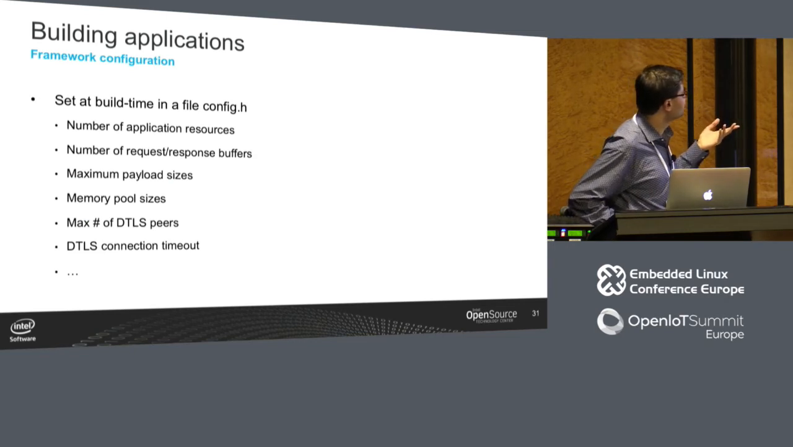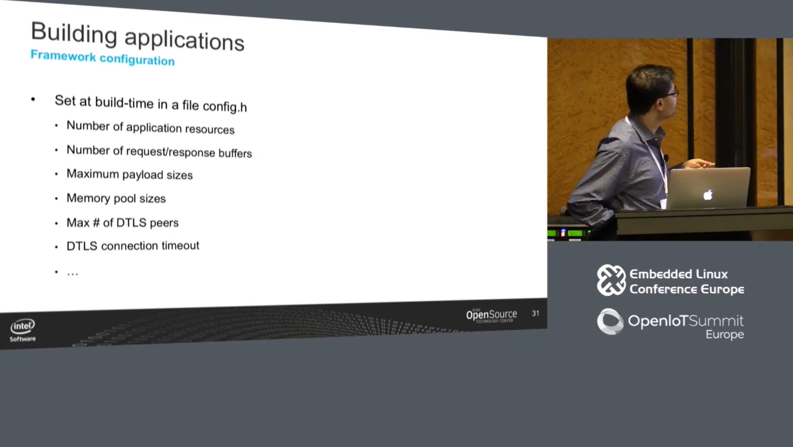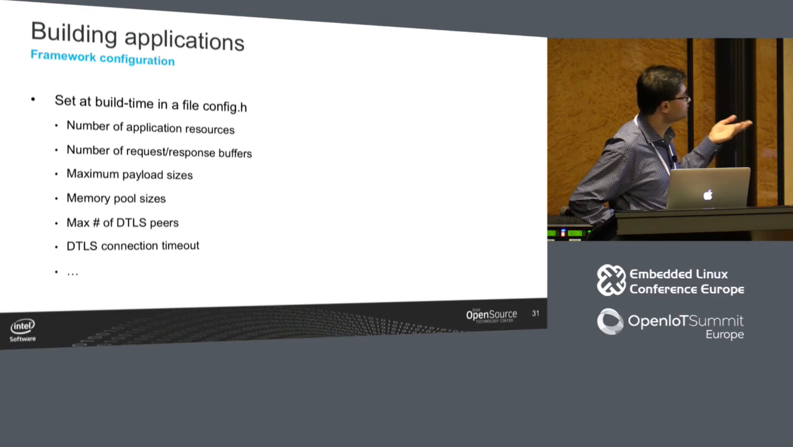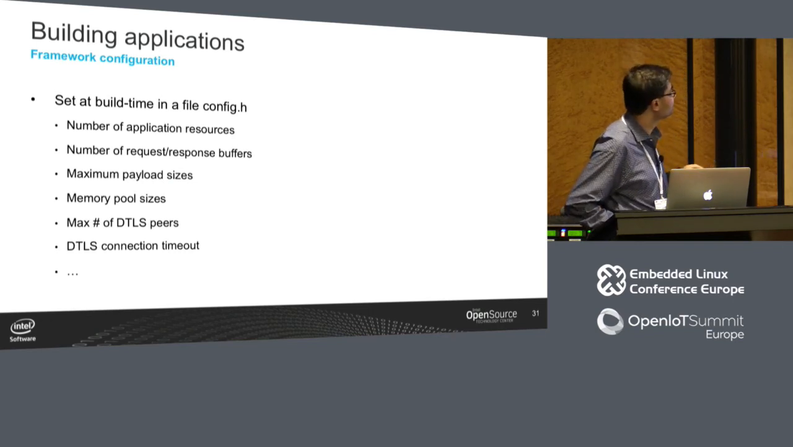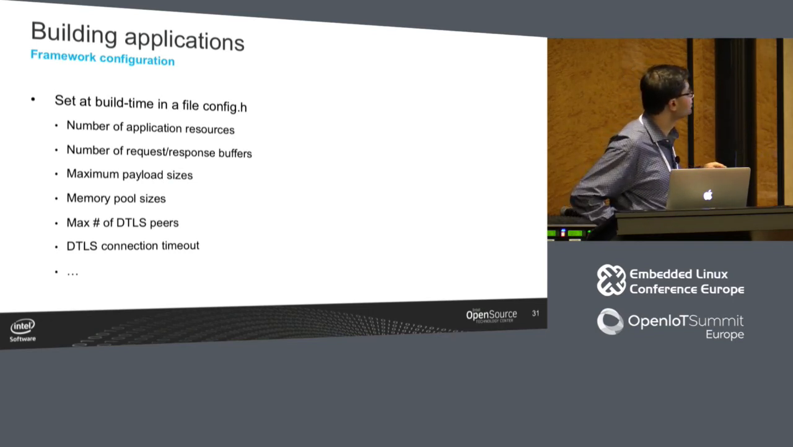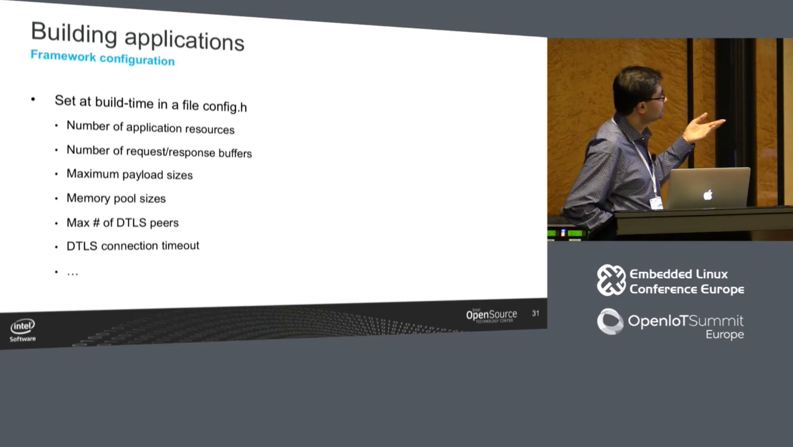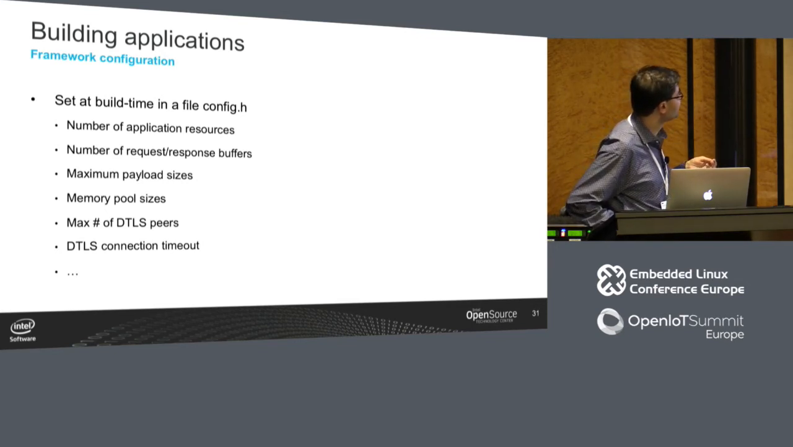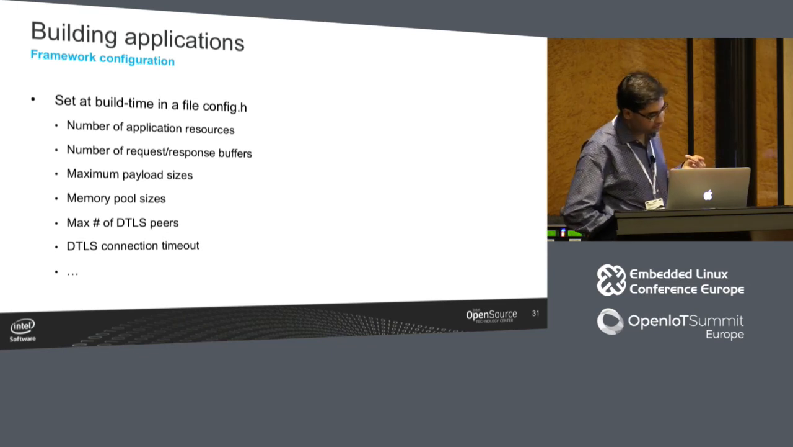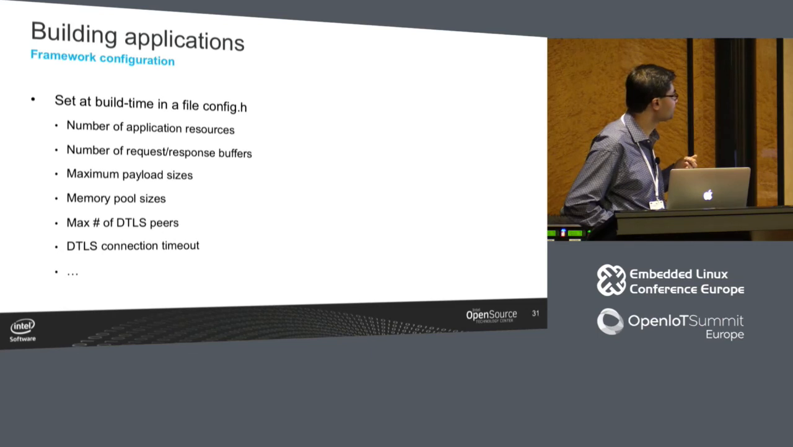So the framework configuration is something that I spoke about earlier, and these need to be set at build time in a file config.h. So these are some of the parameters that you configure in that file, like the number of application resources, number of request response buffers, maximum payload sizes, memory pool sizes, and DTLS related parameters.